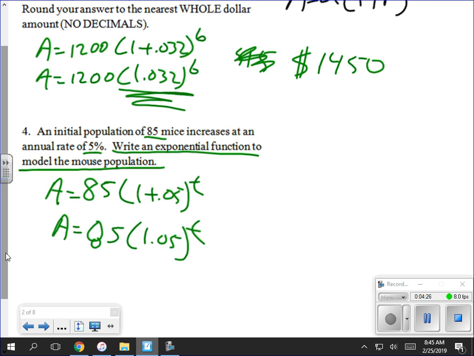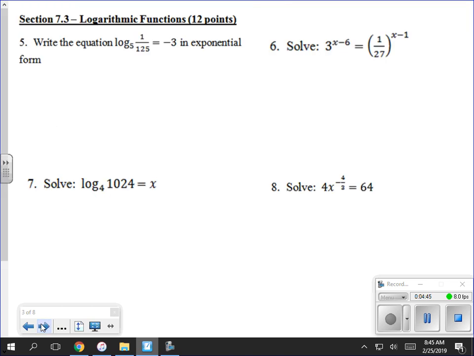I have 2 variables in 1 equation. You can't solve if you have more variables than you have equations. I've got 2 missing variables, 1 equation, I can't solve. The best I can do is write the equation out and simplify it down. And that's all you're being asked to do anyways. Okay, read the questions carefully. Write the equation in exponential form.